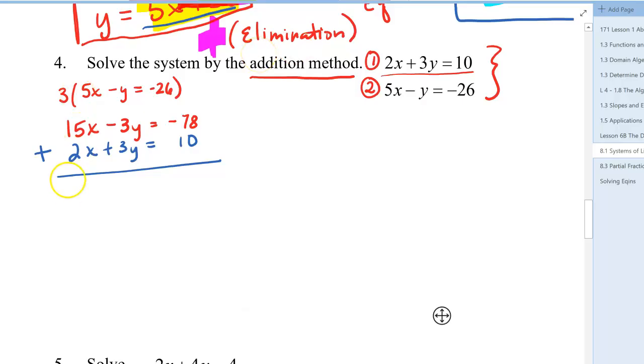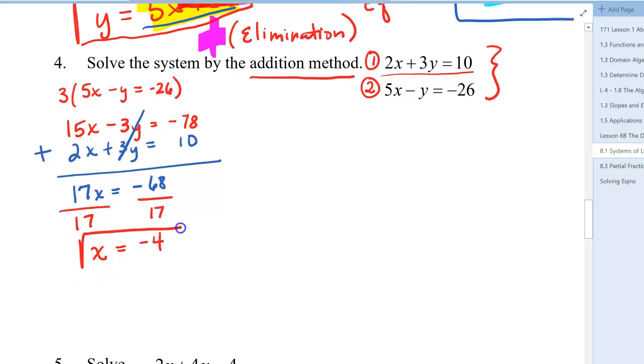So adding the x's gives me a total of 17x. Negative 3y plus 3y eliminates the y variable, and that's equal to negative 68, which results from negative 78 plus 10. I now have one equation with one variable, x, and I can solve this equation by dividing both sides by 17, and that will give me x equals negative 4. But remember, the solution is an ordered pair, so I still need to find y.